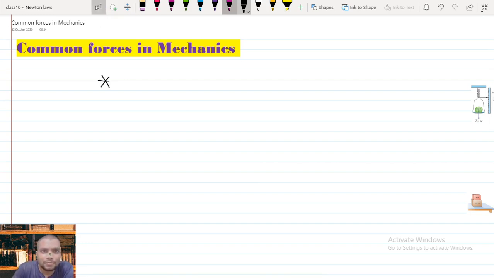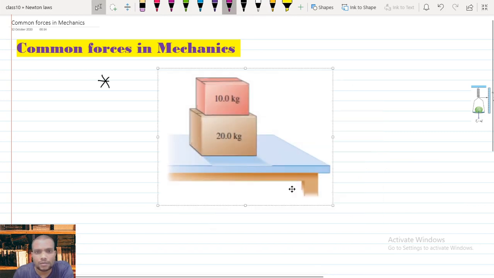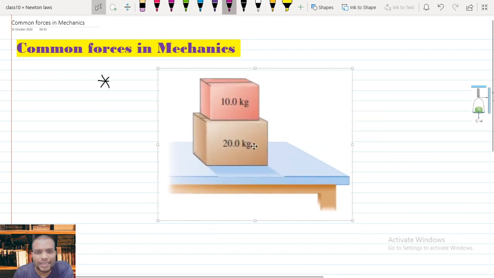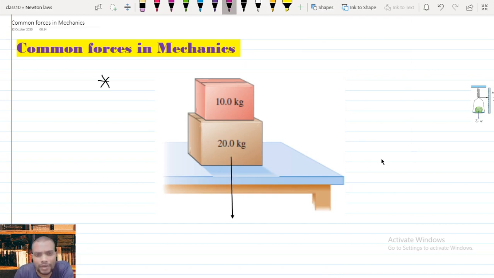If I take an example here, suppose this is a situation, some weight is kept on the bench, on a table. So gravity is existing. Because of the gravity, there is a force which is acting in the downward direction. So this is the gravity which is acting on the object in downward direction.